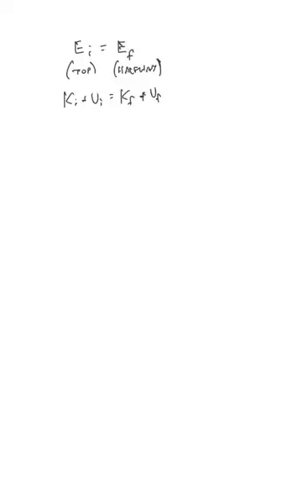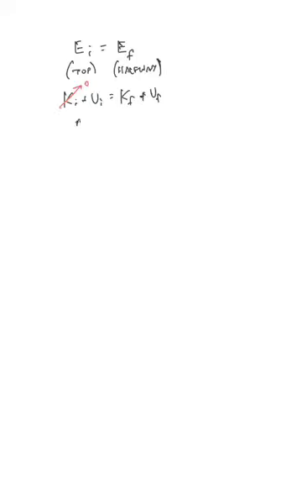It says the box starts from rest, so the initial kinetic energy is 0. It is starting at a certain height, so it does have gravitational potential energy initially. Halfway down the ramp, it is moving, so it has kinetic energy, and it hasn't reached the bottom, so it does have gravitational potential energy. So the initial kinetic is the only term that can be crossed off.